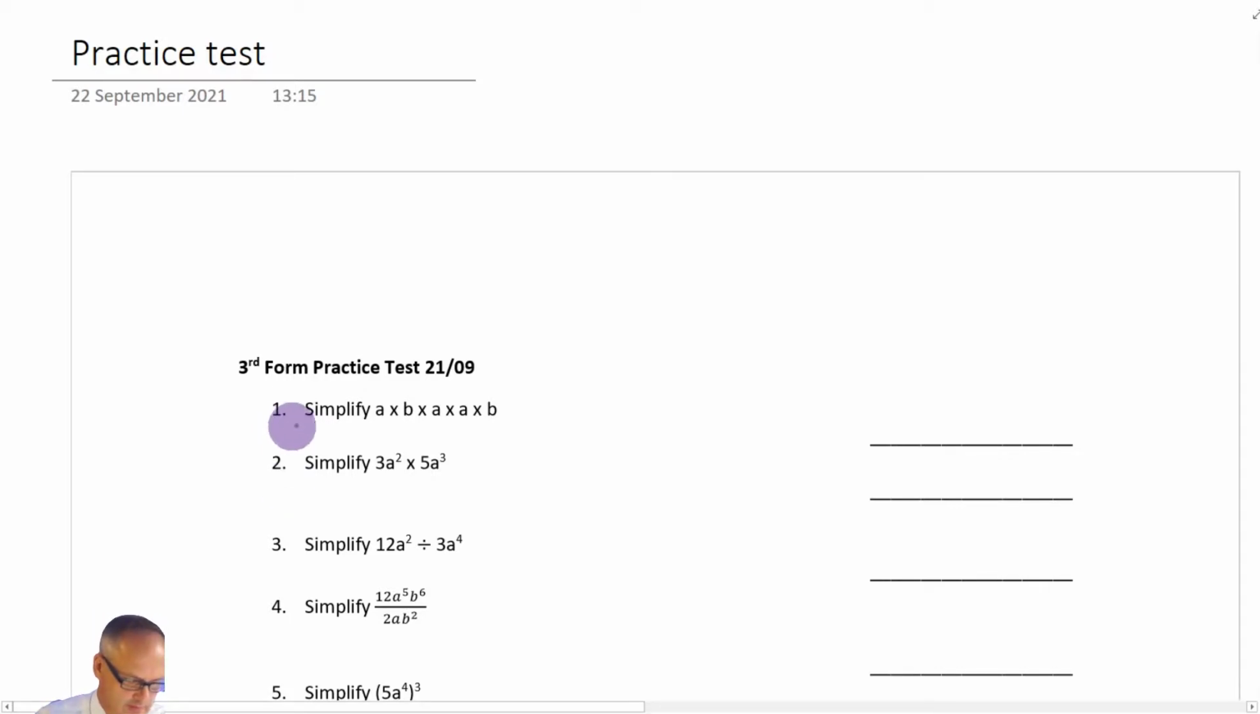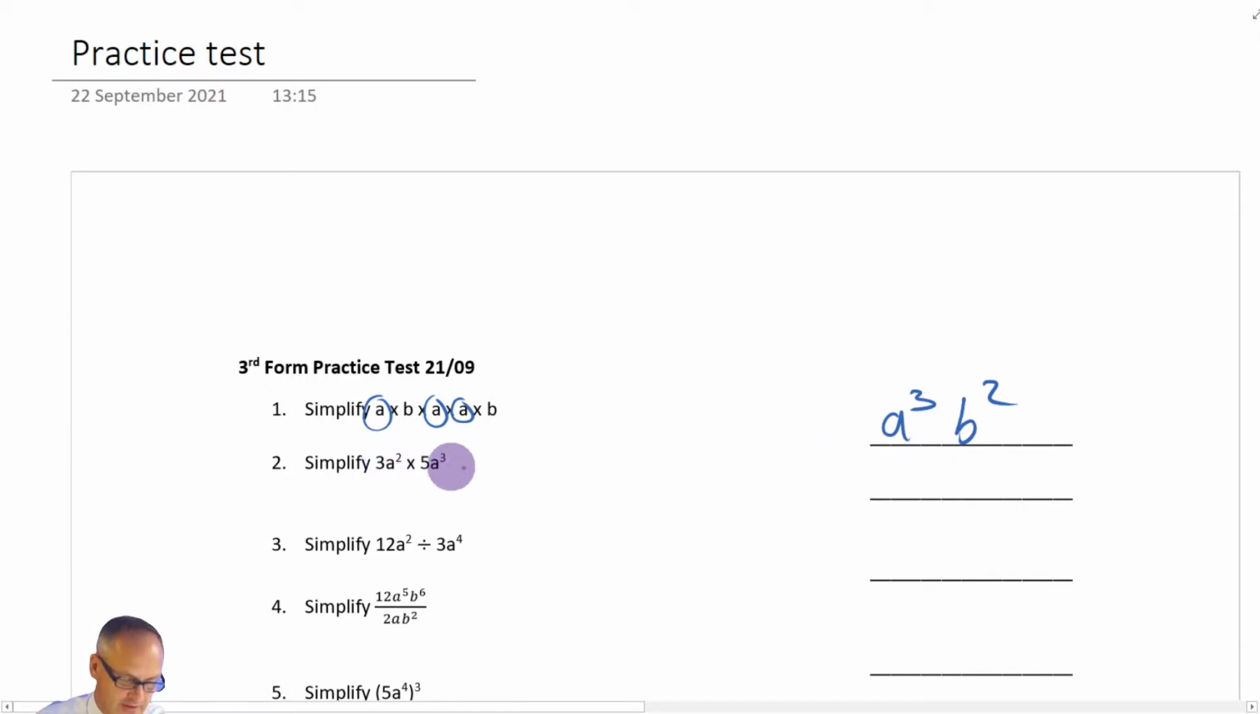To start off with, we've got to simplify a times b times a times a times b. We group the a's together, so we've got a times a times a, so that's a cubed when we multiply those together. And b times b will give us b squared. We don't need to write the times in between these two.